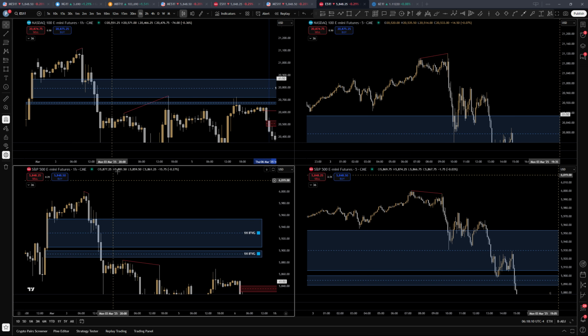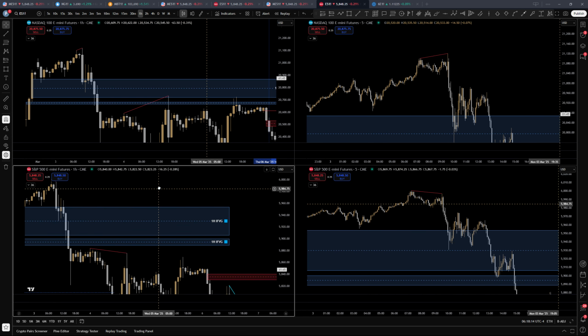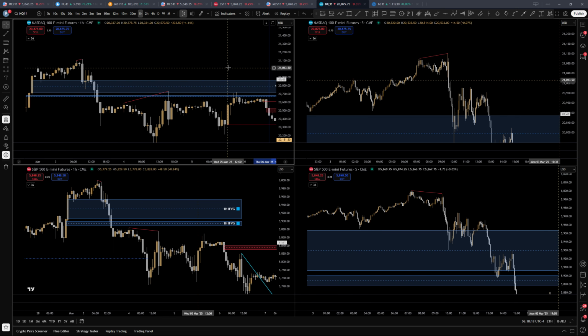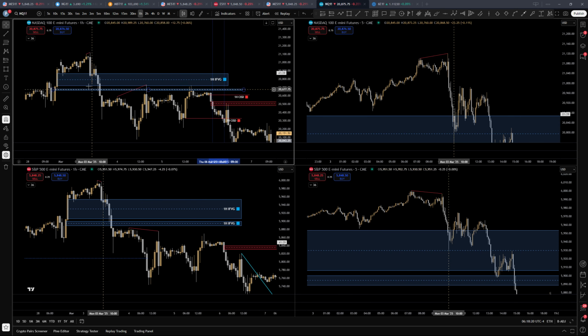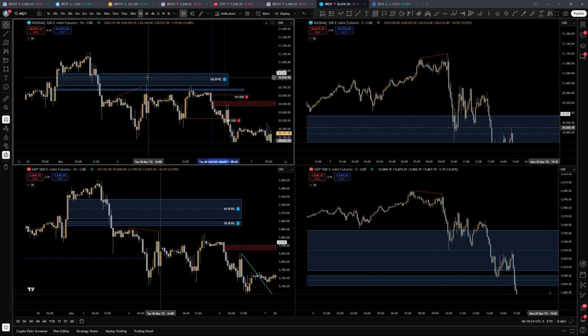All right, so this one is 1 hour inverted fair value gaps. Okay, what we can see is, let me just zoom out a little bit so you can get a better overview of this. What you can see is where the Nasdaq came down and then came back into both of these fair value gaps, or sorry, inverse fair value gaps.